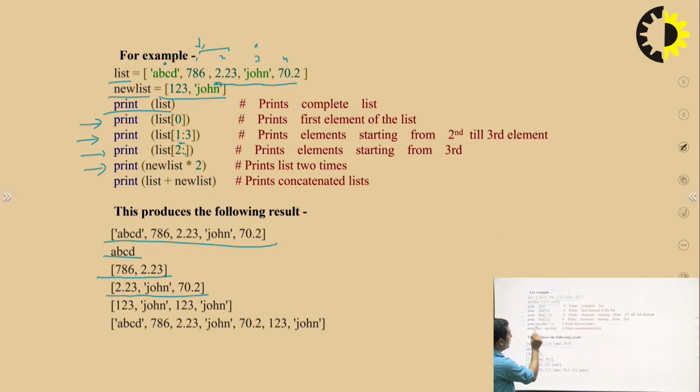Repetition is applied on the new list object. How many times? 2 times. So 1, 2, 3, John, then repeat 1, 2, 3, John. The list combined: 1, 2, 3, John.